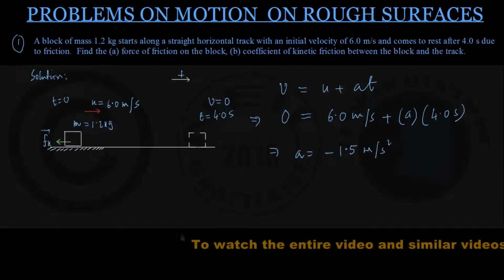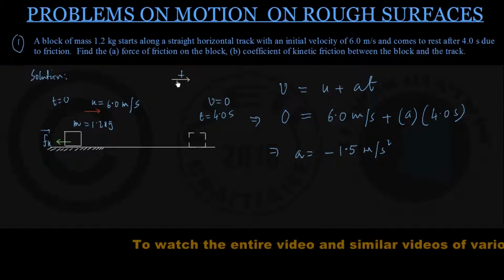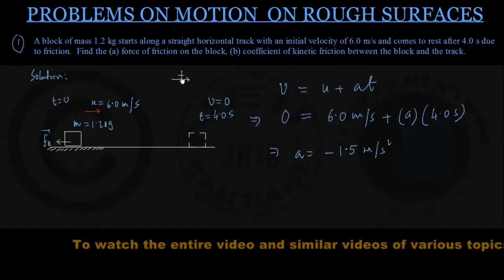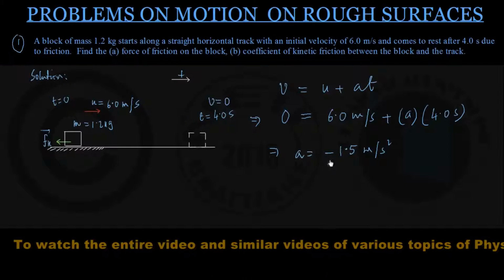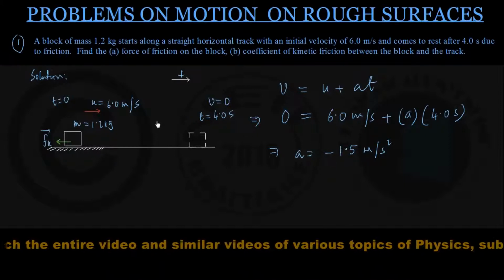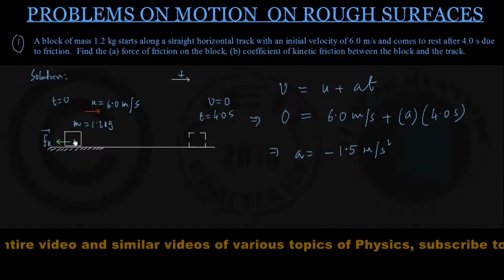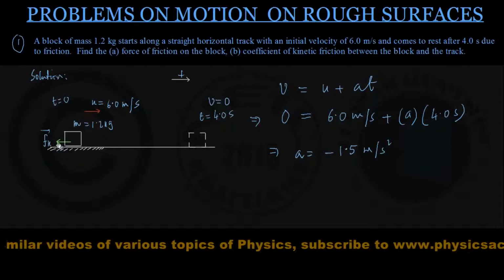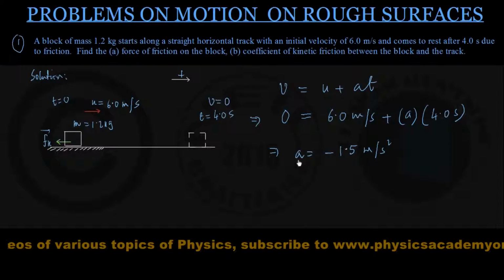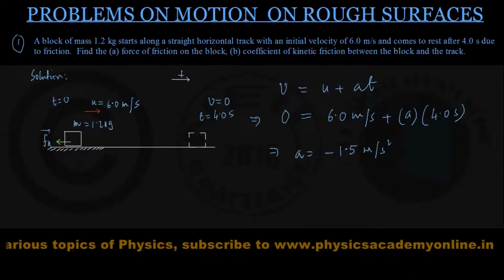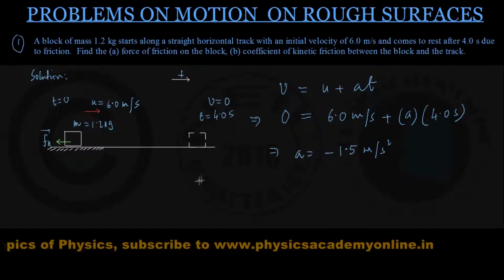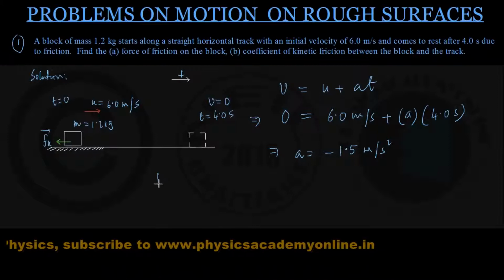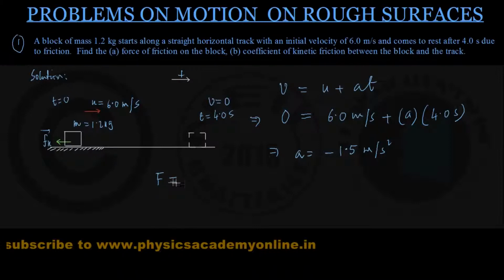The negative sign is expected because I have taken the direction to the right, the direction of motion, to be positive, and a negative value of acceleration means the acceleration actually is retardation. The block retards, decelerates under this frictional force directed to the left. And once you have found this acceleration of the block to be negative, we can find out by applying second law of Newton that says that applied force is equal to mass into acceleration.